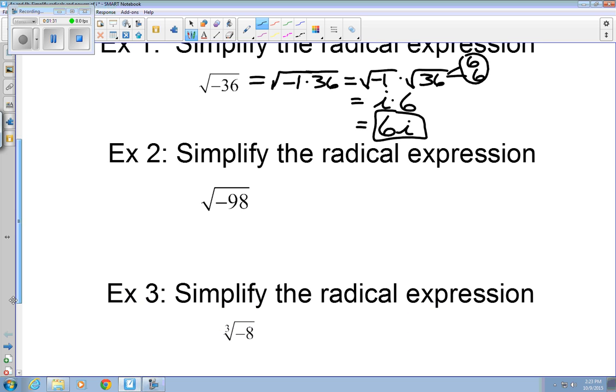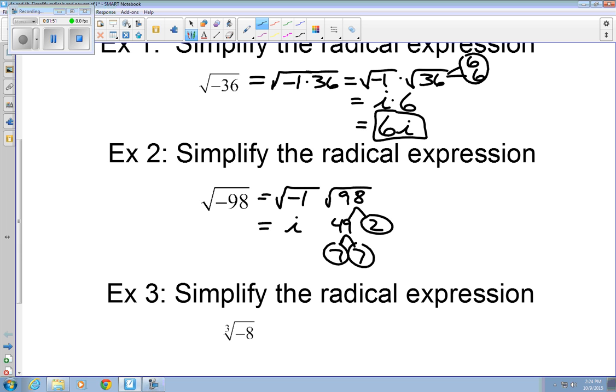Moving on, example 2. So let's break this up. We have the square root of -1 and the square root of 98. Square root of -1 is i. Square root of 98, let's break that down. We have 49 and 2, prime, 7 and 7, those are prime. And since this is a square root, you need pairs. So let's rewrite this. We have 7's on the outside, i is on the outside, and the square root of 2, since it does not have a pair, will stay on the inside.